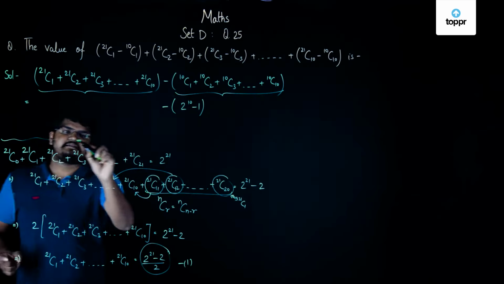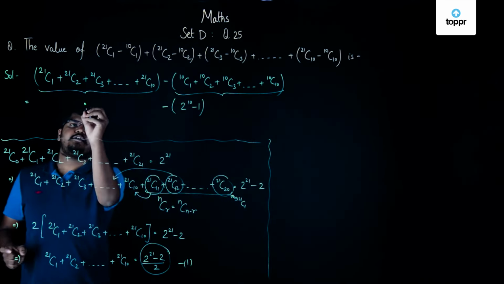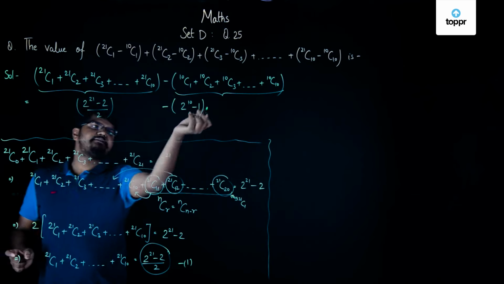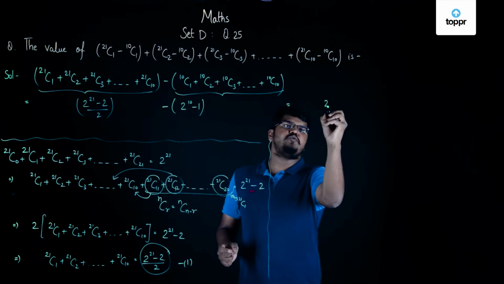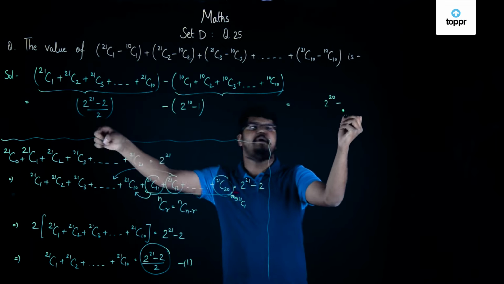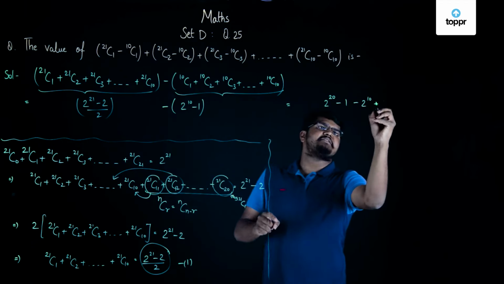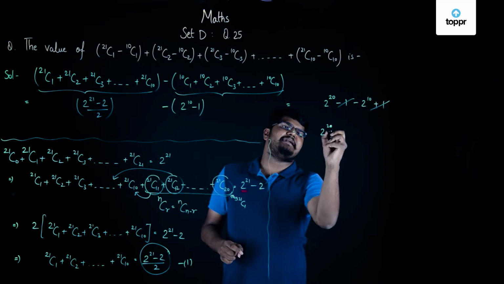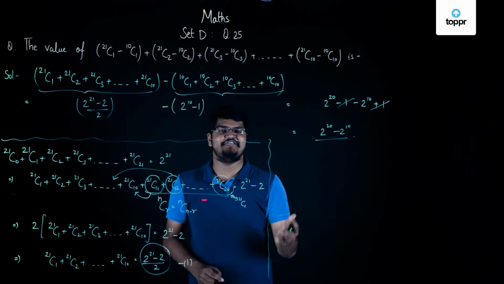And let's just separate this particular part from our solution. We can say that (2 raised to the power 21 minus 2) by 2 minus (2 raised to the power 10 minus 1) is our solution, which will be equal to 2 raised to the power 21 by 2, which becomes 2 raised to the power 20, minus 2 by 2, which becomes minus 1, minus 2 raised to the power 10 plus 1. Now this plus 1 and minus 1 will cancel each other and we will have 2 raised to the power 20 minus 2 raised to the power 10 as our final result. So this basically is the solution of our question.